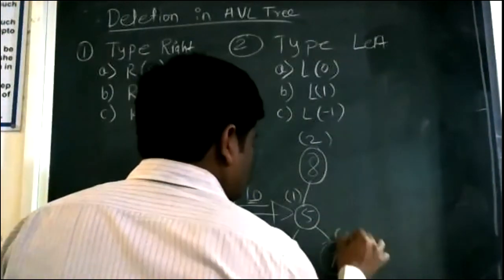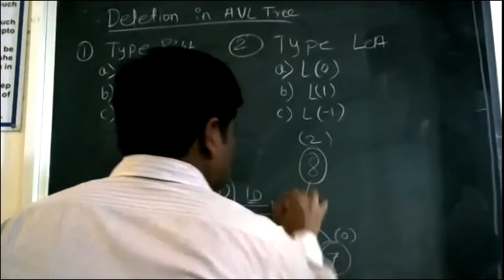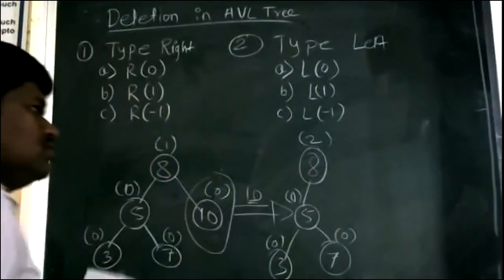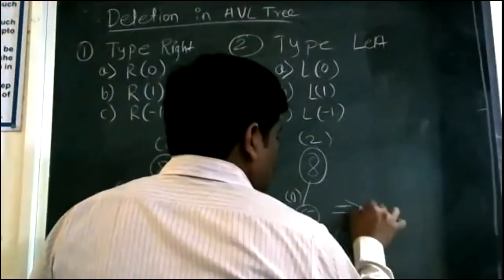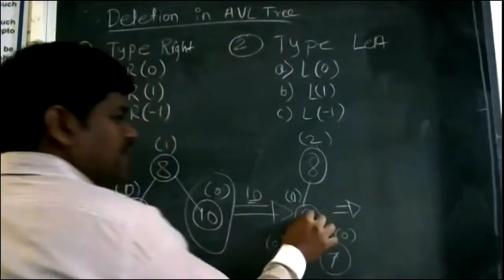So here 7 is there. So here 0. 2 will remain. Now what do you need to do here? Which operation do you need to perform? Right rotation. Now how to perform right rotation?